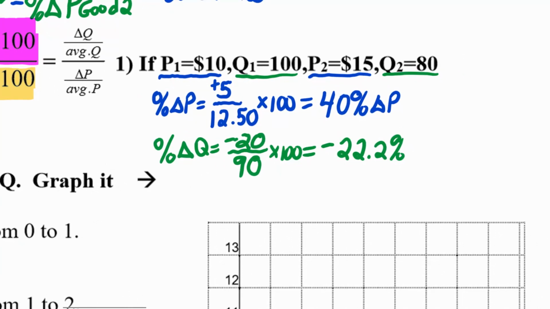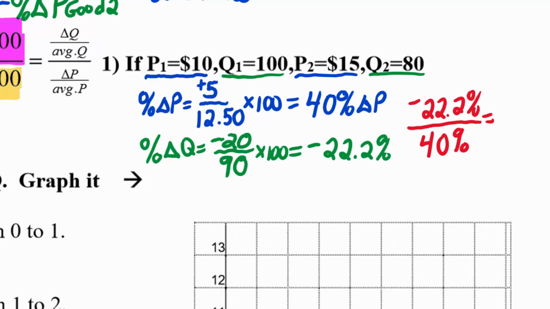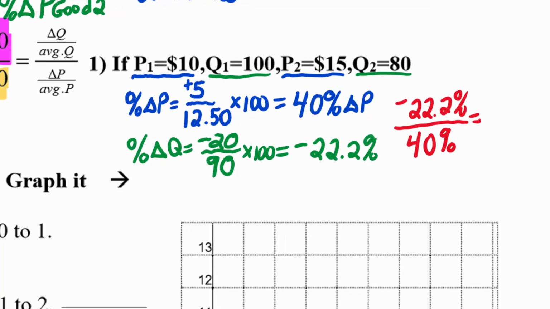And now to calculate the price elasticity of demand, we have to put the percent change in price on the bottom, since that's the first word in the name. So our final calculation is, what's the percent change in price on the bottom? 40%. And put the minus 22.2% on the top. And that will give us our final answer for price elasticity of demand. What do you get? We get minus 0.56.